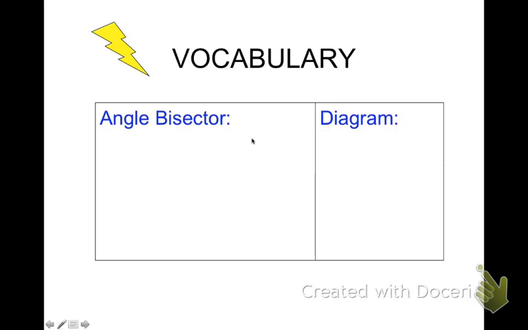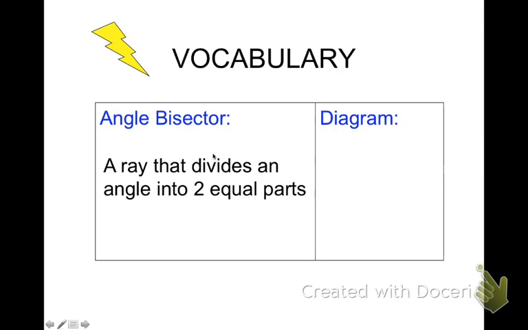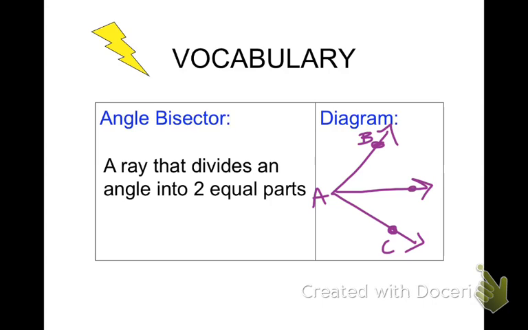There we go. So for an angle bisector, we're going to have a ray that divides an angle into two equal parts. So if we have an angle, let's call this angle BAC. Now, as best as you can inside that angle, try to draw a ray that splits it evenly in half.